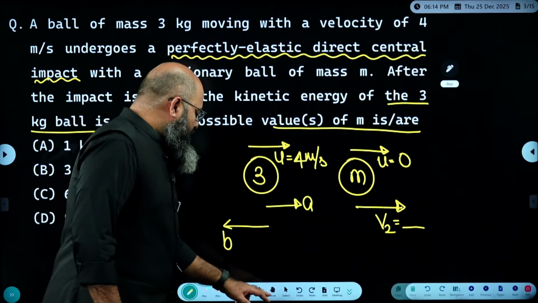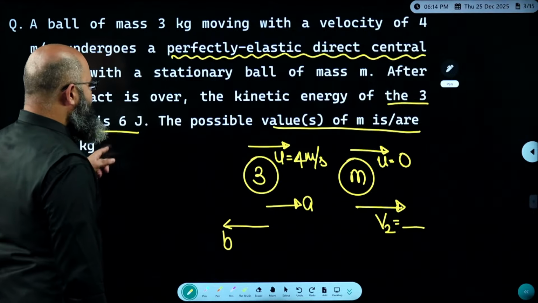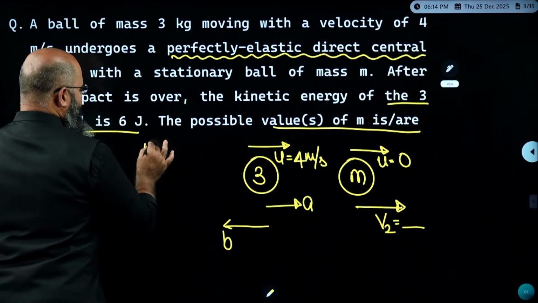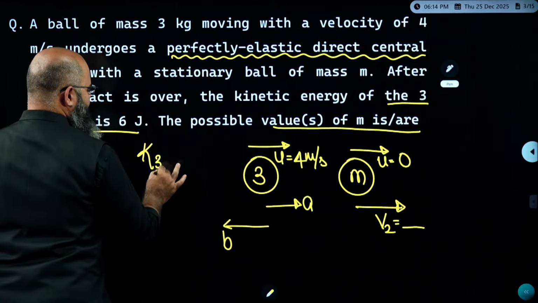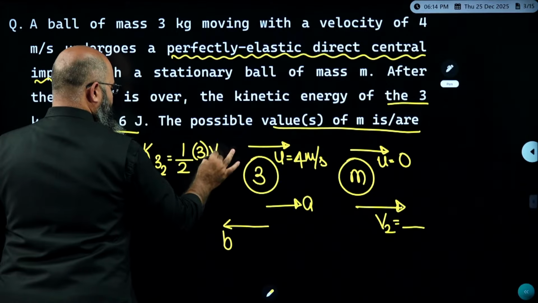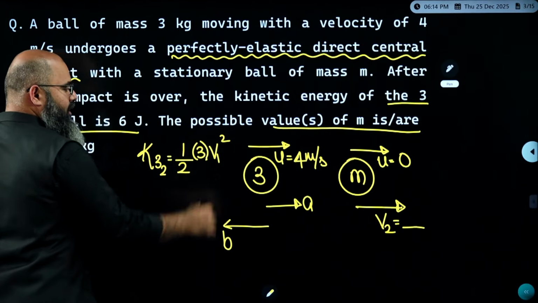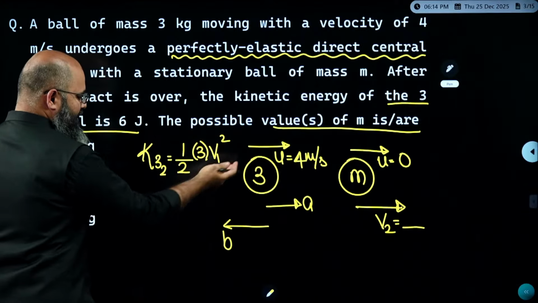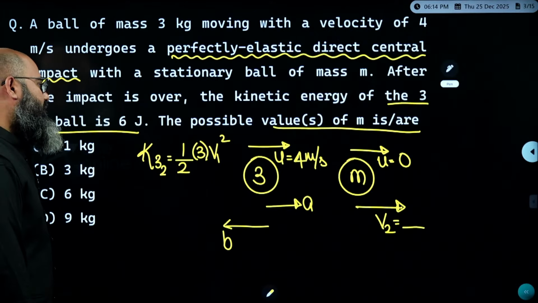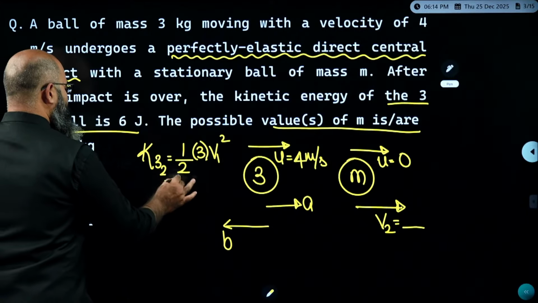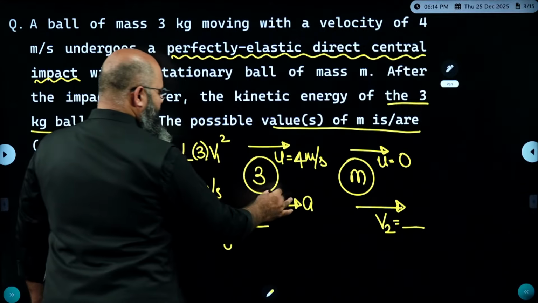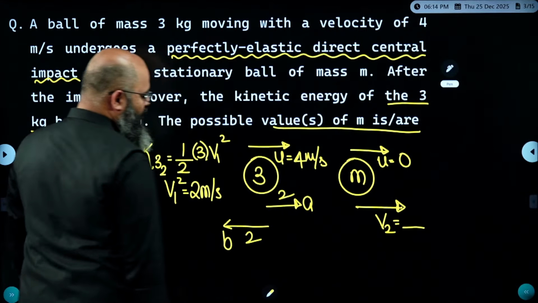Now, I know the value of kinetic energy after impact is equal to 6 joule for him. So I can say kinetic energy for the 3 kg ball in stage 2 is equal to half of 3 into V1 square. This is equal to 6. If you equate this to 6, you get 3 V1 square is equal to 12. So V1 square over here is equal to 4, V1 is equal to 2 meter per second. So in A bit you are having 2 meter per second over here, and in B bit you are having 2 meter per second over here.